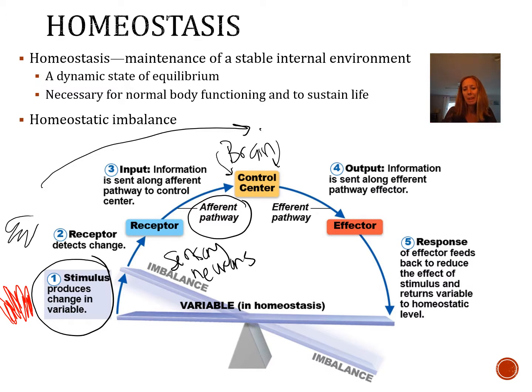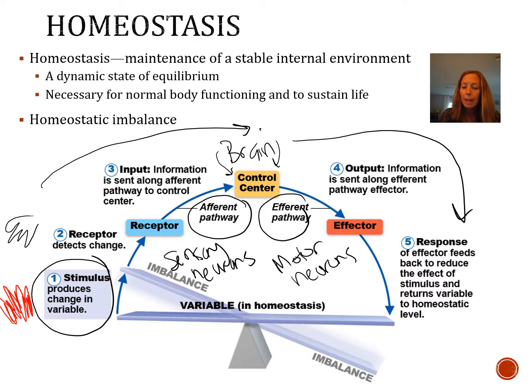My brain is the control center. Okay, sometimes it's just spinal cord. Let's keep it easy. Let's say brain. The brain then sends a message, an output down your efferent pathway. Efferent would be your motor neurons. My motor neurons then go to my effector, which would be like a muscle, right? And that causes a response.